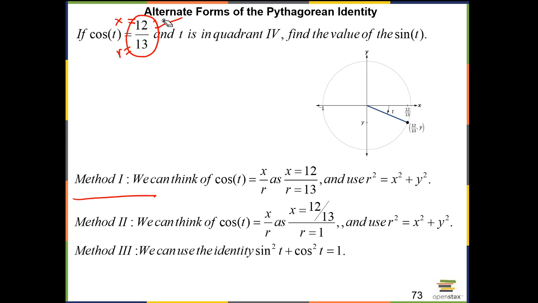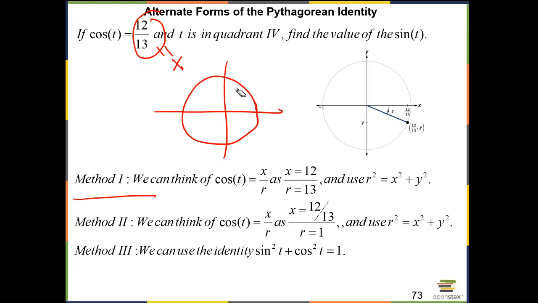Another way to look at it, you can look at this whole thing as the x coordinate of a point on the unit circle. It can't be in the first quadrant because you're told it is in the fourth. So it has to be here somewhere. Oops, I erased it right here. And then the x coordinate of it is 12 over 13, and we assume that the radius is 1. So we are on the unit circle. That's another way to look at this.